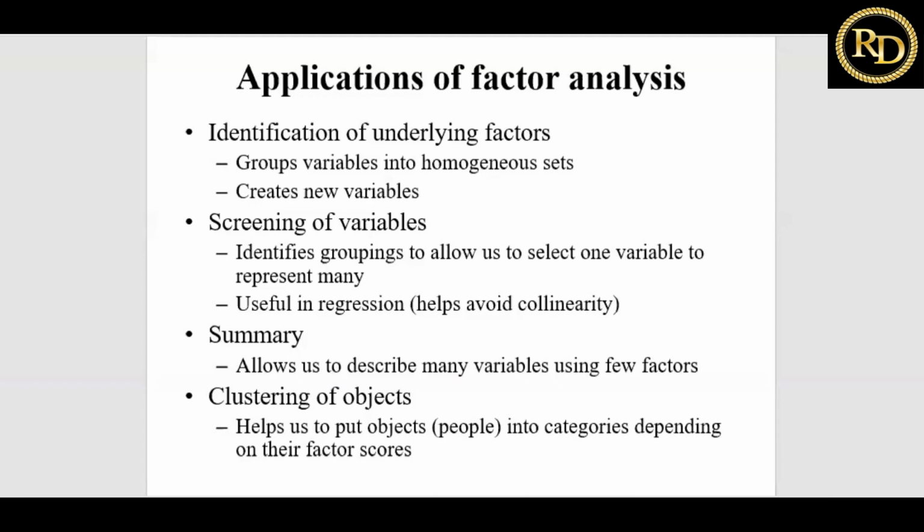Identify the groupings to allow us to select one variable to represent many variables. That is useful in regression, so it helps avoid collinearity. And then after that, summary allows us to describe many variables using a few factors. So it will allow us to describe the many variables using the few factors.